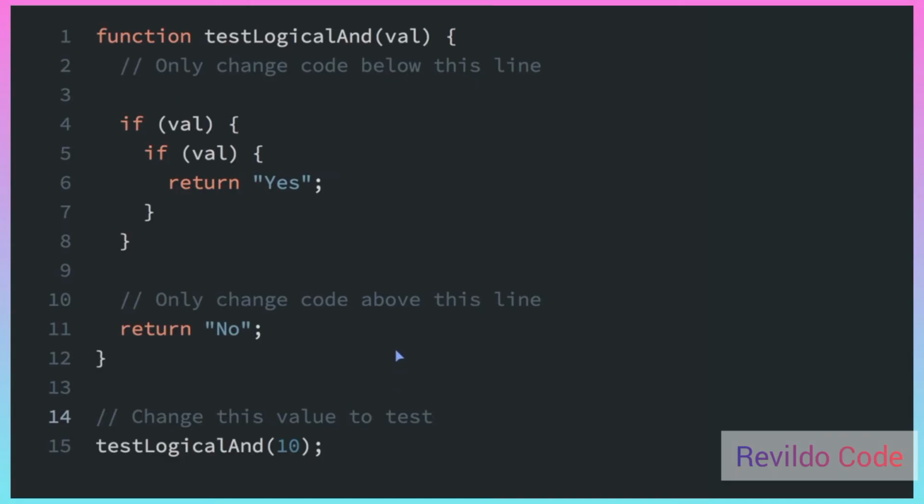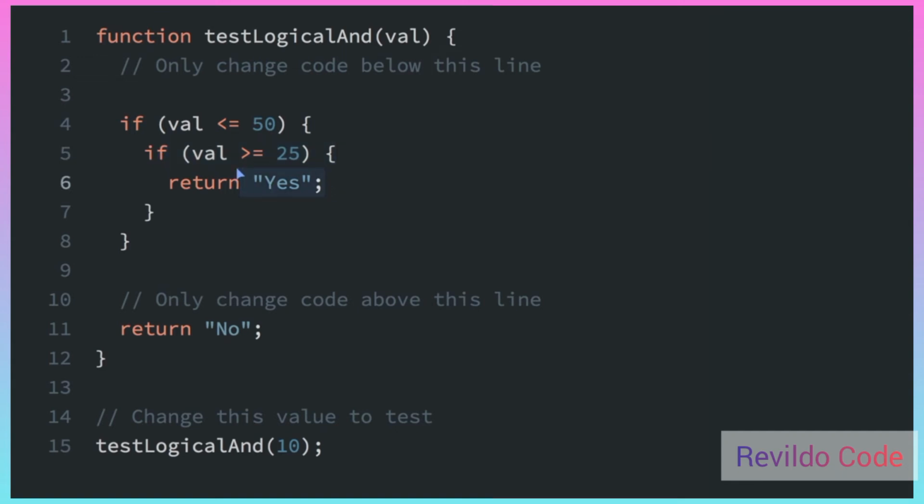Sometimes you want to check if two things are true at the same time. For instance, you may want to check if this value is less than or equal to 50, and you also want to check if the value is more than or equal to 25. So here we have a nested if statement. It's going to check if it's less than or equal to 50, and if it's more than or equal to 25, then it's going to return yes.